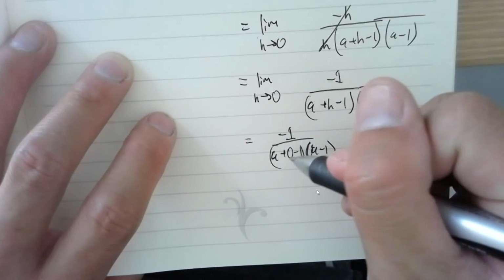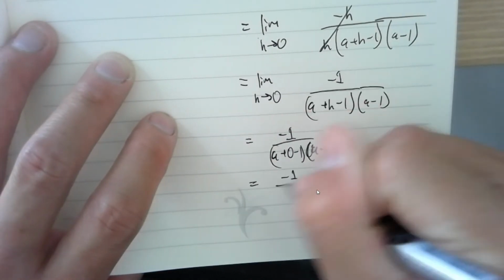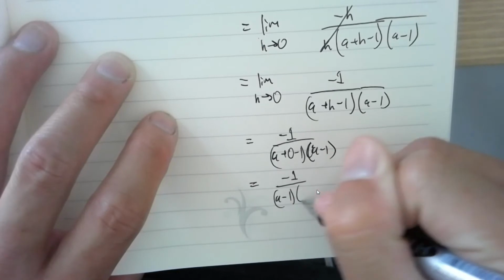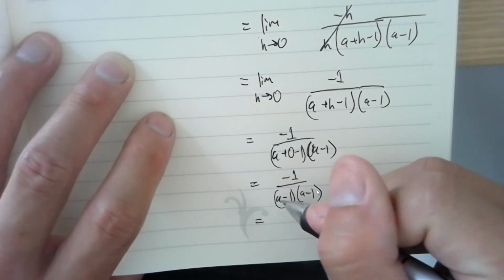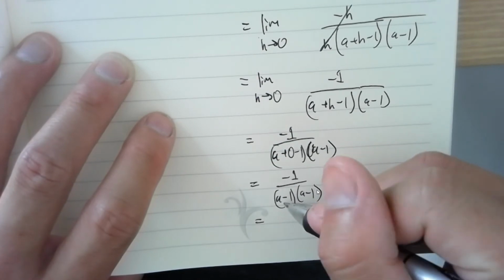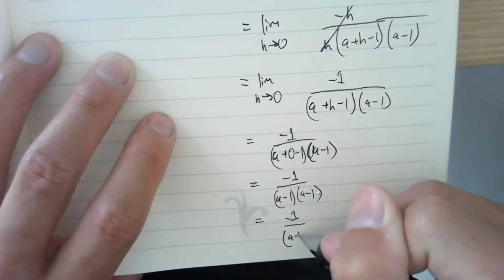So negative 1 over a plus 0 minus 1 times a minus 1, which gives me negative 1 over a minus 1 times a minus 1. Let's make that a little bit more clean, because this is the same binomial. We can condense this: a minus 1 times a minus 1.